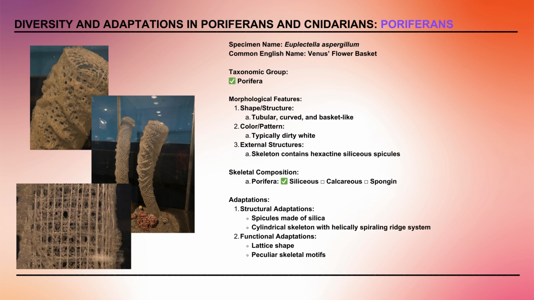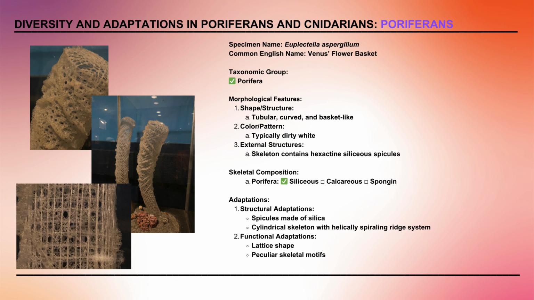This sponge is a filter feeder, meaning it extracts microscopic organic particles from seawater using specialized cells called choanocytes. As water flows through its body, the sponge captures nutrients, providing an efficient method for feeding in nutrient-scarce deep-sea environments. Euplectella aspergillum has developed remarkable adaptations for deep-sea survival. Its silica spicules provide both rigidity and flexibility, allowing it to withstand deep-sea currents and extreme pressure.